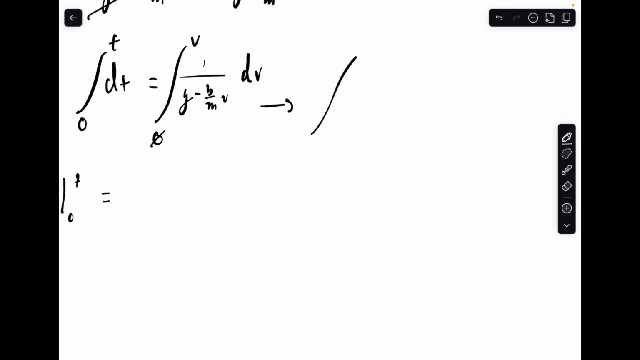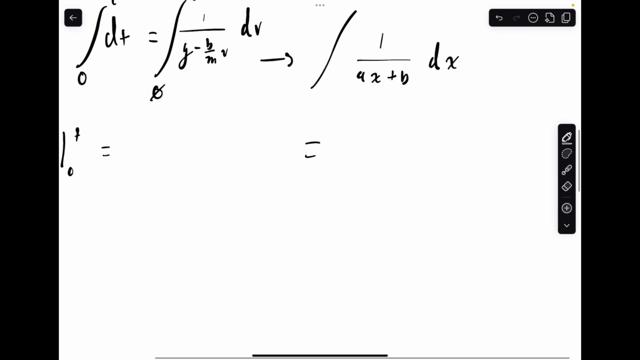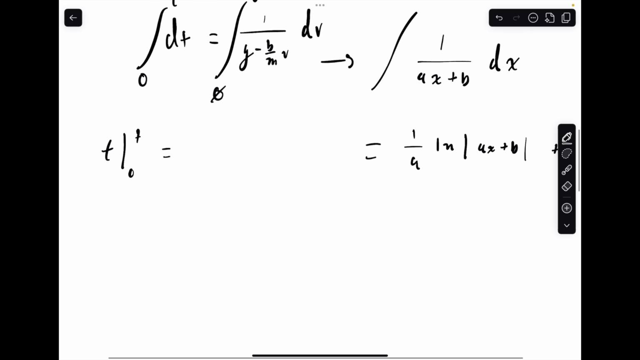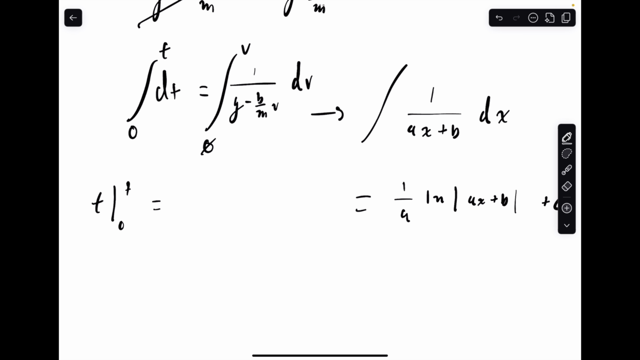If I have the indefinite integral of, let's say, 1 over ax plus b dx, that integral will evaluate to 1 over a ln of ax plus b, plus c, of course. So now, what is this integral? What's my ax? Well, this looks a little bit like ax plus b. It's just minus. And I have x and dx, and I have v and dv.